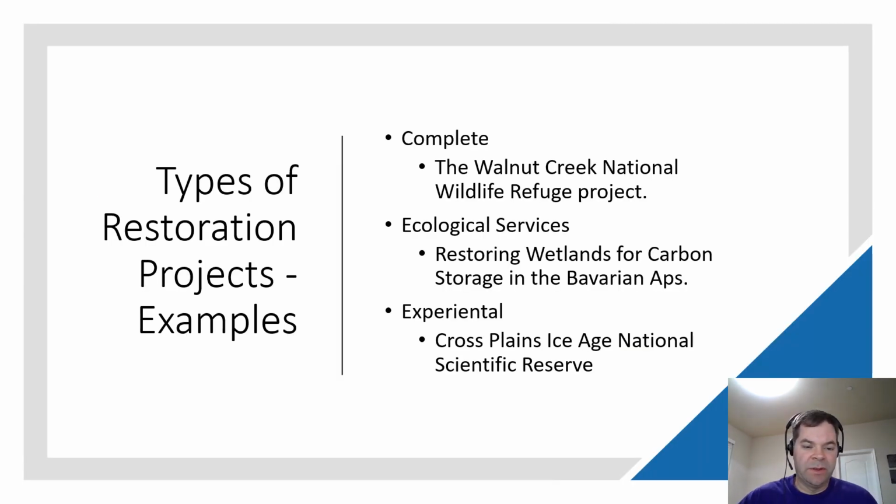And examples of the three different types of restoration projects. For complete, the Walnut Creek National Wildlife Refuge project aimed to restore the area back to its native prairie and savanna grassland habitat. The Restoring Wetlands for Carbon Storage in the Bavarian Alps had a goal to restore wetland habitat to restore the functions and processes of carbon sequestration and restore those ecological services.